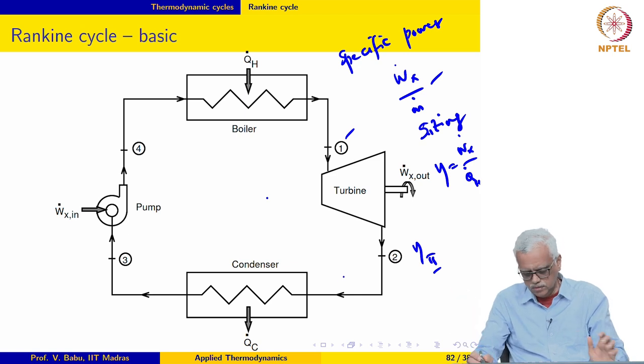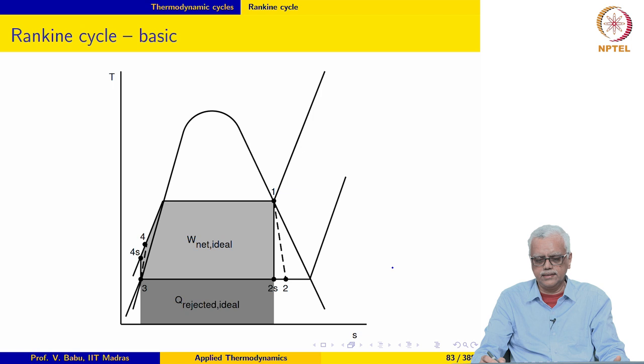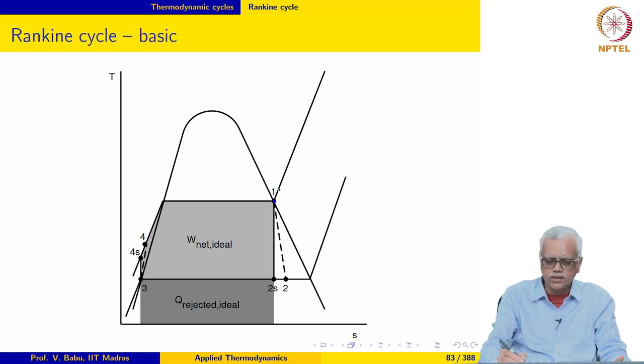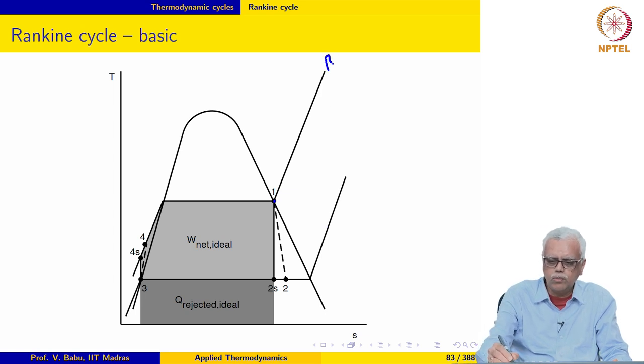Okay. So, let us look at the cycle on TS diagram and then go back to the block diagram. State 1, as you can see, is at the boiler pressure. So, the cycle basically operates between 2 isobars. One is the boiler pressure and the other one is the condenser pressure.